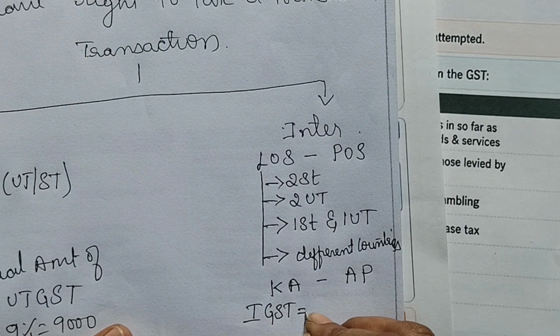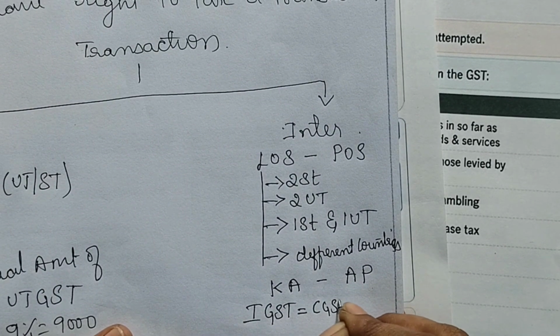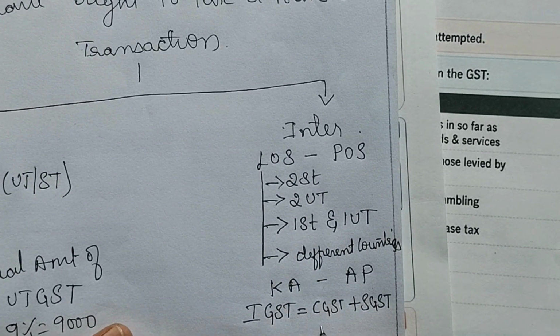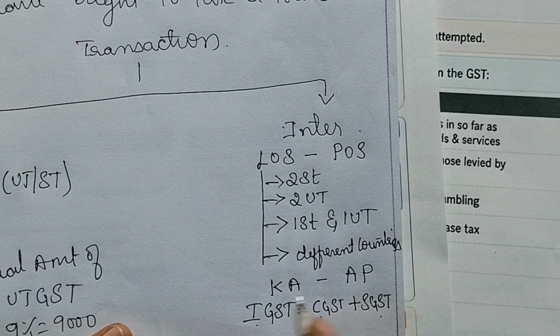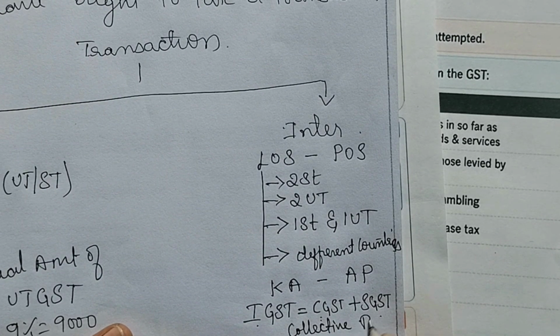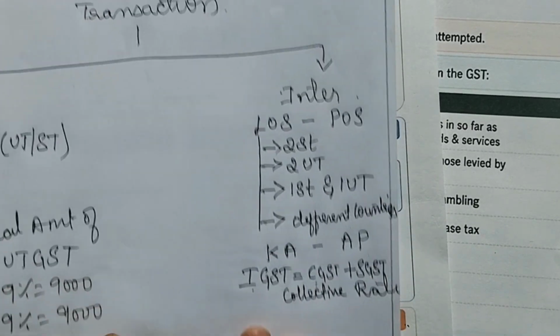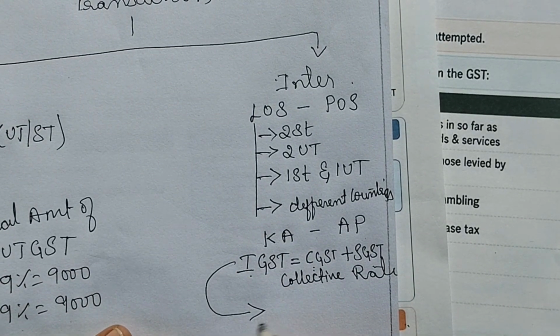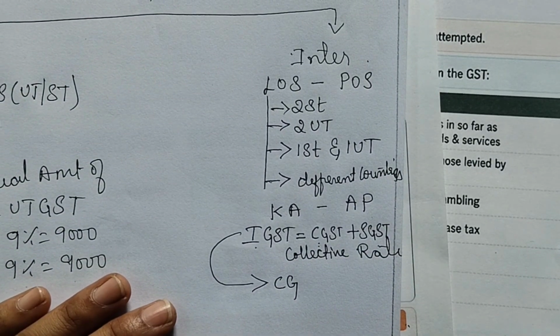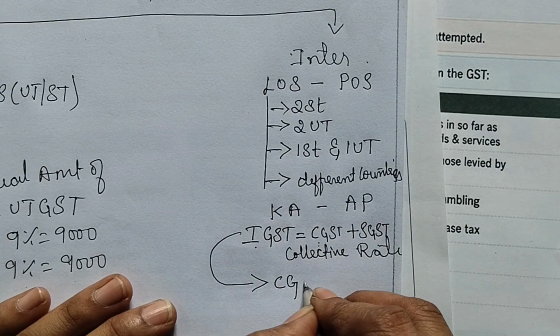IGST is a sum of CGST and SGST. It is the collective rate of CGST and SGST. What is IGST? IGST is the collective rate of CGST and SGST. Now, this IGST will be collected by the central government. This IGST will be collected by whom? The central government.